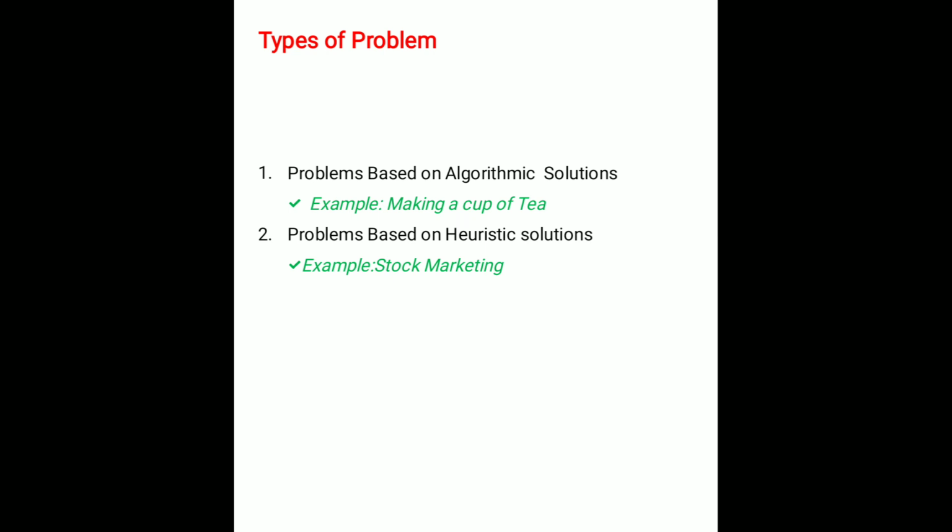When we follow a set of instructions, it is not mandatory, or we cannot give 100% assurance, that we will get the output. In that case, it is a heuristic solution. What does that mean? We'll consider the example of stock market prediction. In stock market prediction, we can't predict the value of a share. What will it be tomorrow?